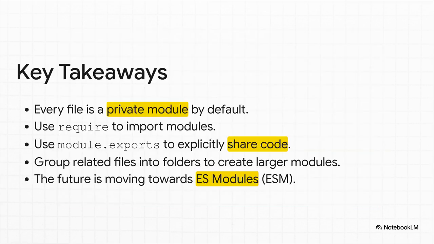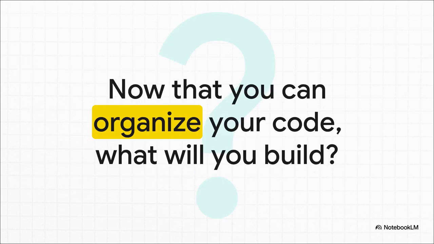So let's quickly recap the essentials. First, your modules are private until you say otherwise. You have to explicitly export what you want to share. Second, as your project gets bigger, use folders to group your code. That's your first step to a pro-level architecture. And finally, start getting your hands dirty with ES modules, because that's clearly where JavaScript is headed. You now have the keys to writing clean, professional, and scalable Node.js apps. That chaos of the single giant file is a thing of the past. So the only real question left is, what amazing project are you going to build first?